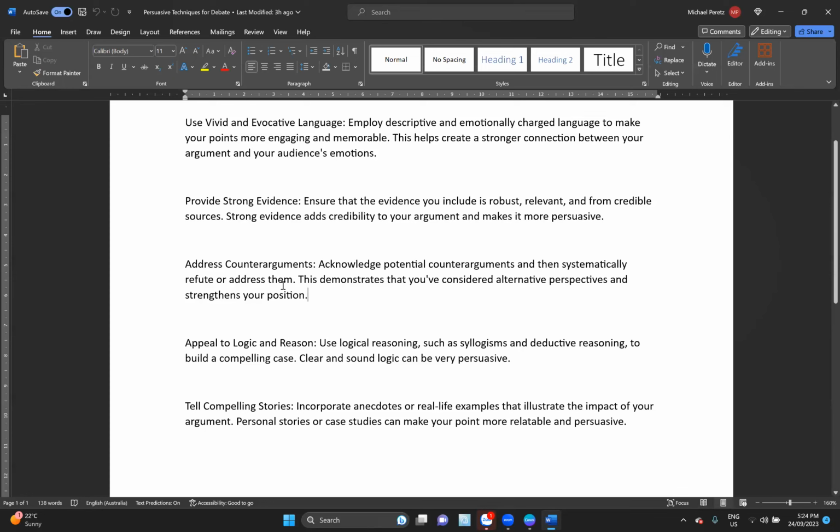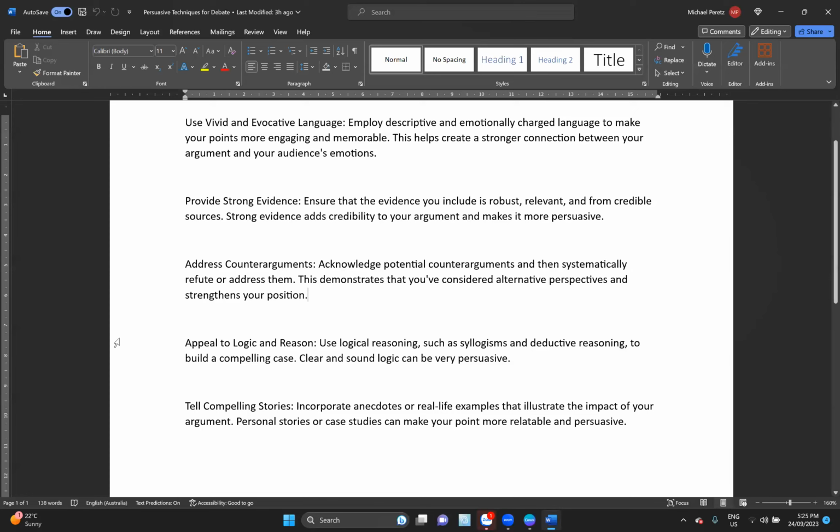But now we're just building too many layers and making it too complicated. So yeah, addressing counter arguments is a good way to be persuasive. Again, it demonstrates that you've considered alternate perspectives and it strengthens your position. So it makes you seem like you know what you're talking about, and it also takes away a line of attack from your opponents.